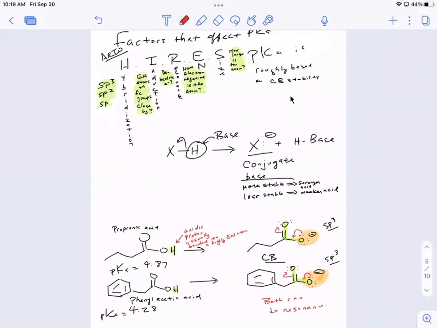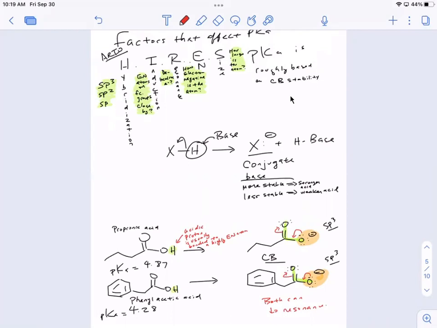Both atoms are oxygen. So is there going to be a difference in the electronegativity of oxygen in either one of those cases? No. What about the size? Is the atomic radius of oxygen going to change because it's in propionic acid versus phenylacetic acid? No. So there's no advantage of size or electronegativity. But there's one other thing that could be an advantage, and that is induction.